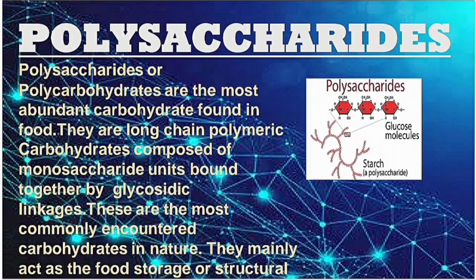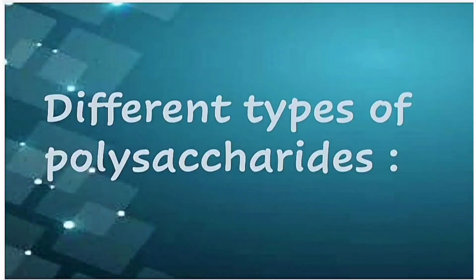The next one is polysaccharides. Polysaccharides or polycarbohydrates are the most abundant carbohydrates found in food. They are long-chain polymeric carbohydrates composed of monosaccharide units bound together by glycosidic linkages. These are the most commonly encountered carbohydrates in nature, and they mainly act as a food storage for people. The different types of polysaccharides are starch, cellulose, and glycogen.